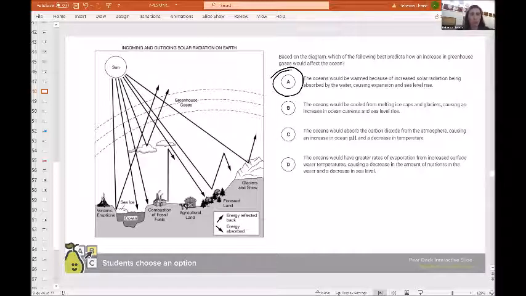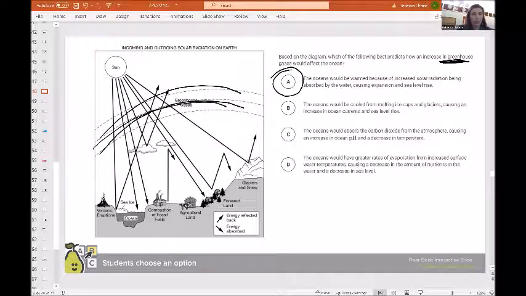So absolutely, if you're looking at this diagram, we're looking at increase of greenhouse gases. Here's the greenhouse gases, right? You got more coming in. It's being re-radiated back down. And that's going to definitely make the ocean warmer. And we know these are the two things we're really worried about here.